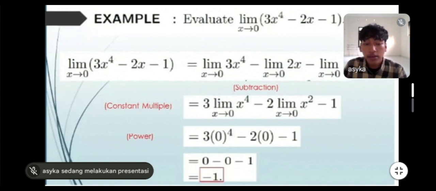So we get 0 minus 0 minus 1. The answer is minus 1.